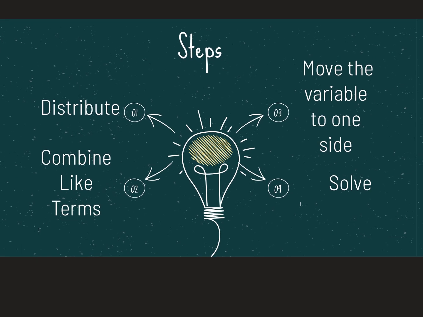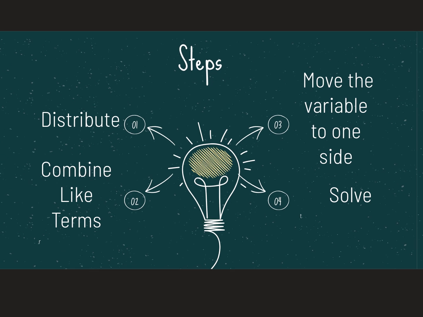All right, our steps. We're going to distribute if necessary, and combine like terms on either side if necessary. Remember, when distributing and combining like terms, you're looking at the left side and the right side separately. Then you're going to move the variable to one side. It doesn't matter whether you move it to the left or to the right, as long as you use the proper inverse operations. And then you're going to solve.